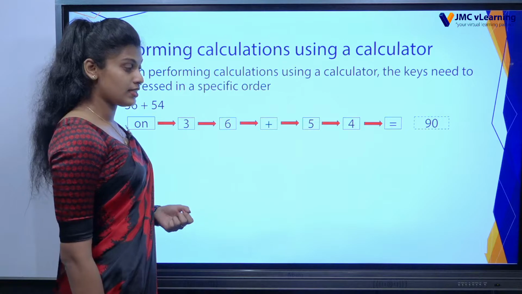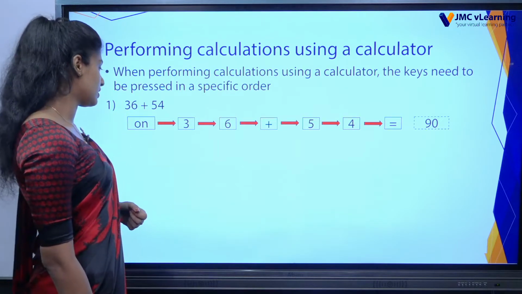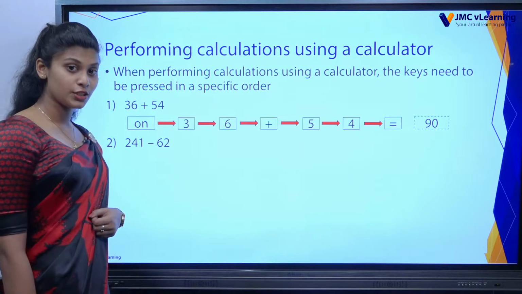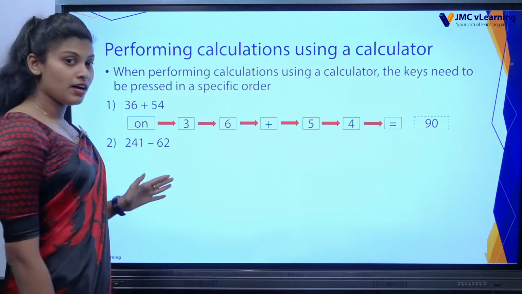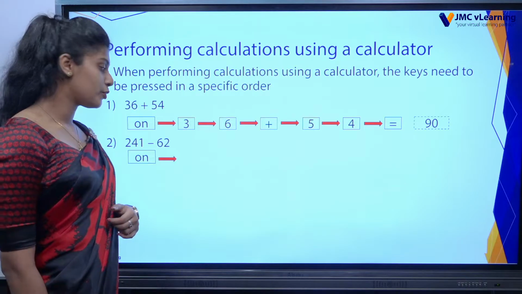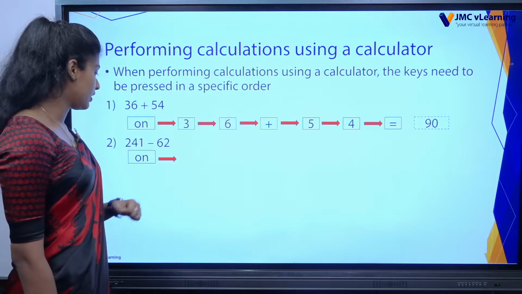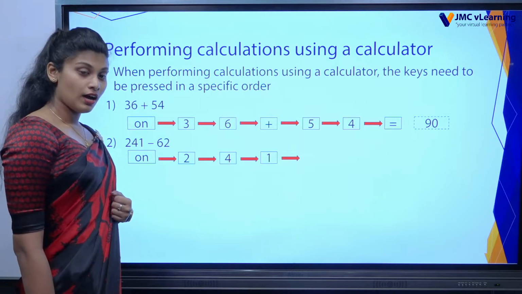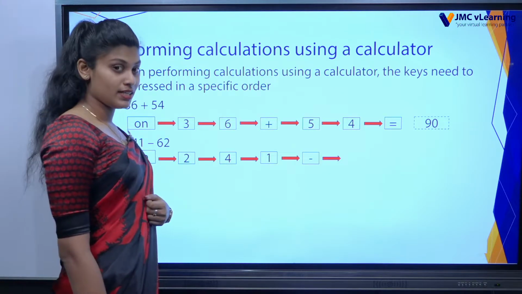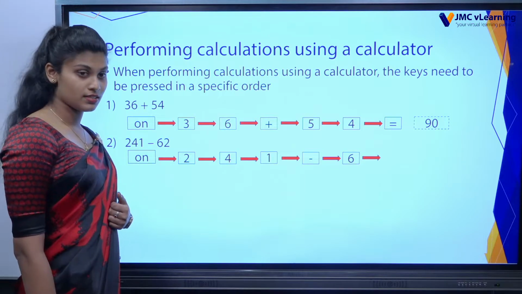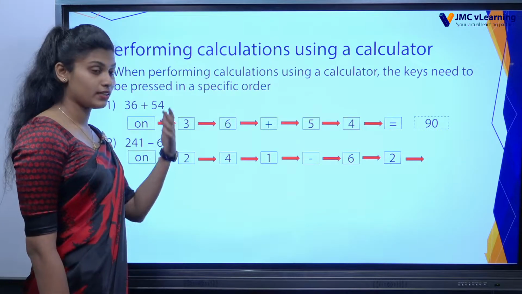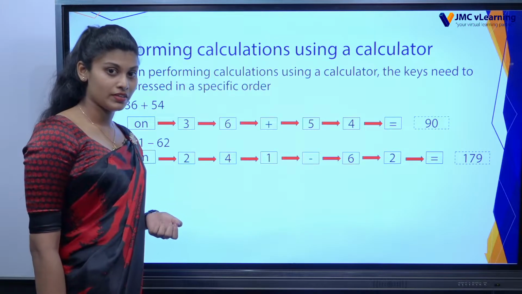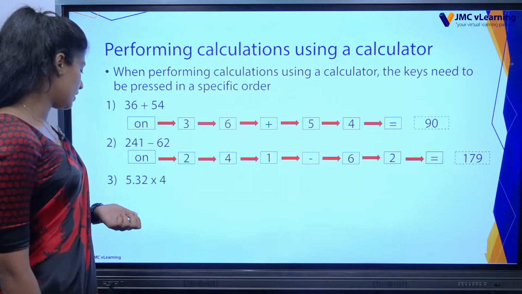The answer is 90. The second example, 241 subtract 62. To get the answer of this sum, again you have to press the on button, then 2, then 4, then 1. After that the subtraction key, the minus key, then 6, then 2. To get the result, you have to press the result key. The answer is 179.